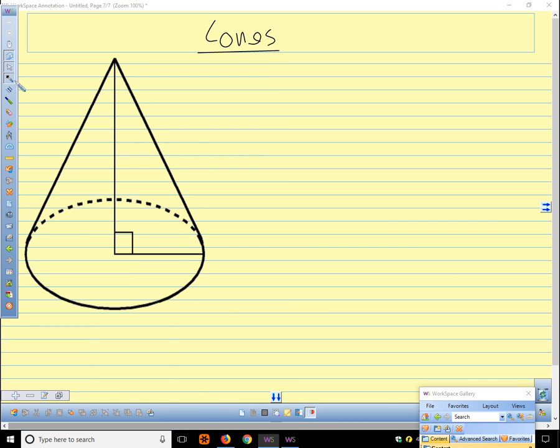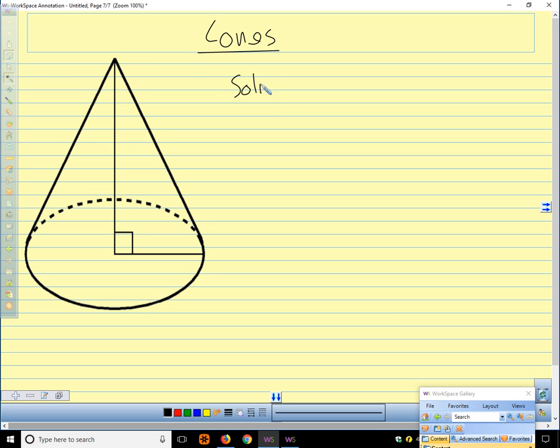So there's my cone. So I'm going to say a cone is a surface or a solid with, why is it not a polyhedron? No, it's not made up of polygons. So it's a solid with a base. What's the base of a cone? A circle. So here's my base. And this is the radius of the base.